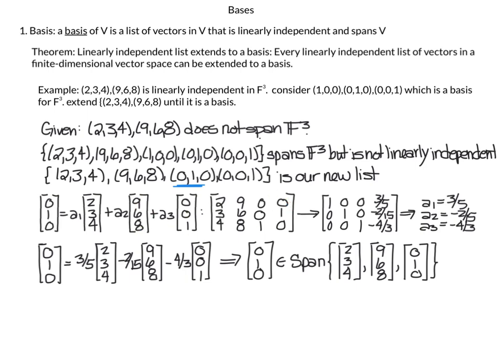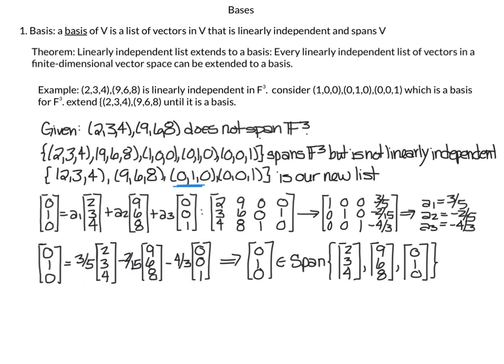So (0, 1, 0) equals A1 (2, 3, 4) plus A2 (9, 6, 8) plus A3 (0, 0, 1). I have my matrix, I row reduce using Wolfram Alpha, and I get these equations for A1, A2, A3. I plug them in, so (0, 1, 0) is equal to 3/5 (2, 3, 4), minus 2/15 (9, 6, 8), minus 4/3 (0, 0, 1). You can verify this calculation is correct.